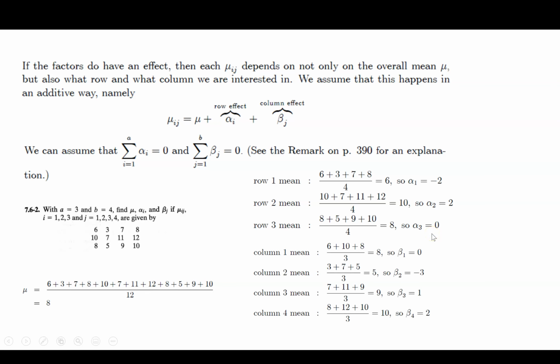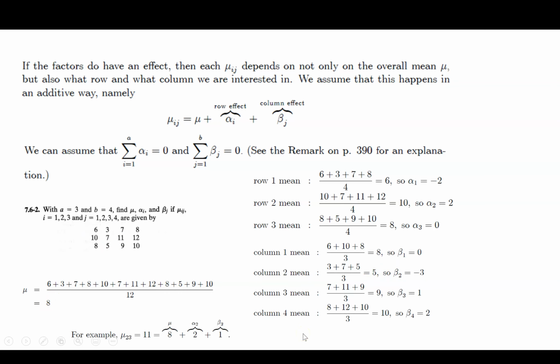And then you do the same thing for the columns. Just in this case, we have 3 items in each column instead of 4, and you can check that those means are 8, 5, 9, and 10. And again, just as a quick explanation for column 2 here, the mean is 5. Overall, the mean's 8, so being in column 2 would make you have a mean of 5 if you spread it out over the whole column, so that column effect is -3. It's 3 less than the overall mean.